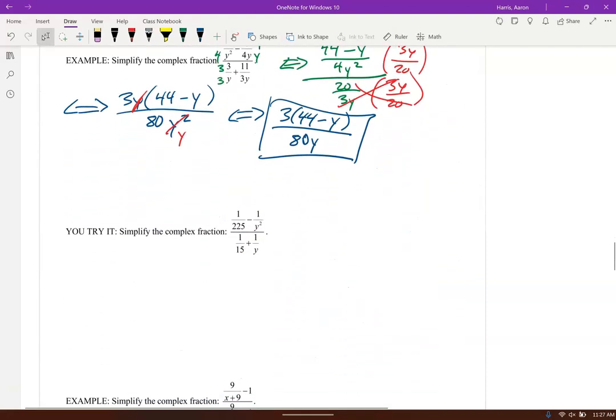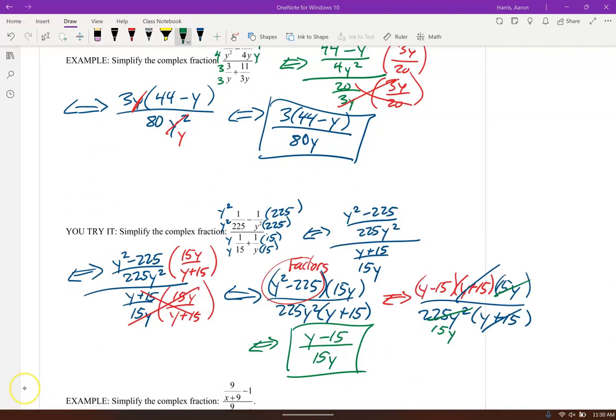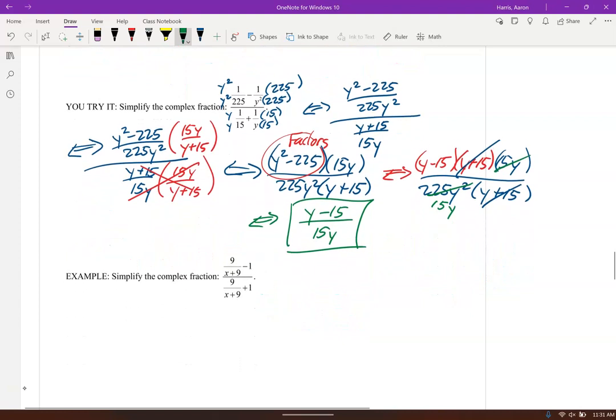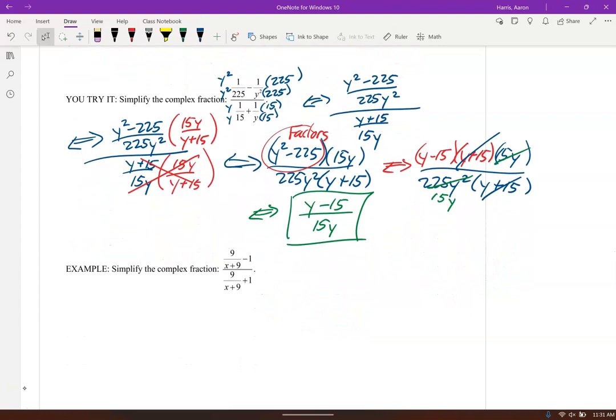Have you guys try that? Check yourself on that. You try it one. Notice the y squared minus 225 does factor. And we'll keep going with this here.